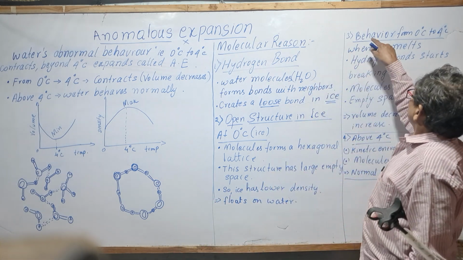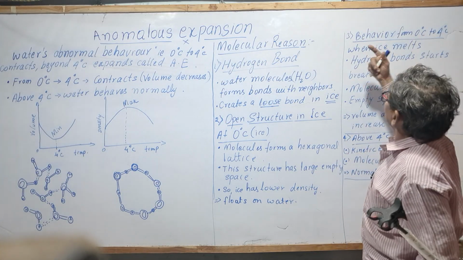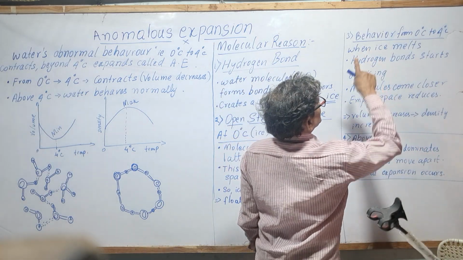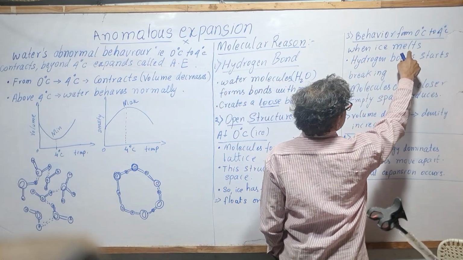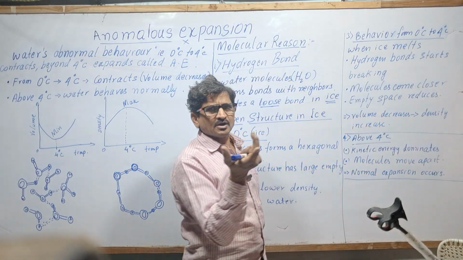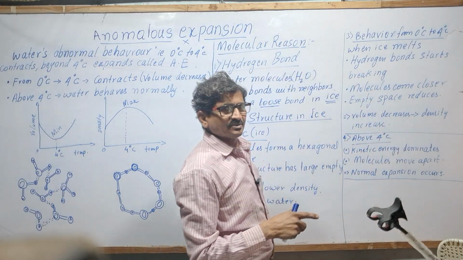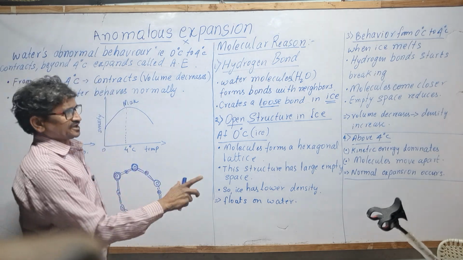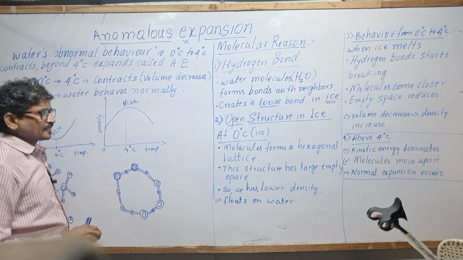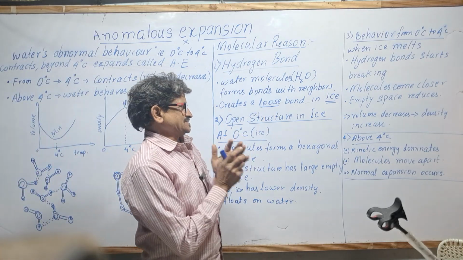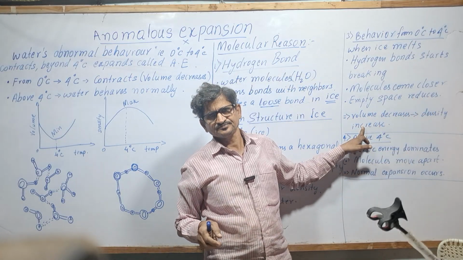This is the molecular reason. Next is the behavior. What happens? When the temperature increases from 0 to 4 degrees Celsius, the ice melts completely. Hydrogen bonds start breaking. Molecules come closer. So the empty space reduces, volume decreases, and density increases.